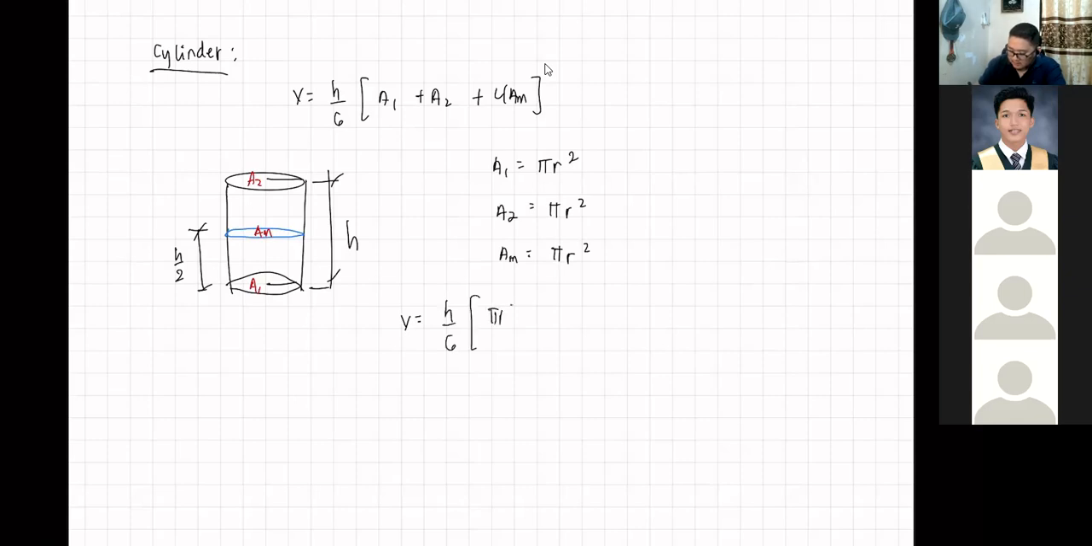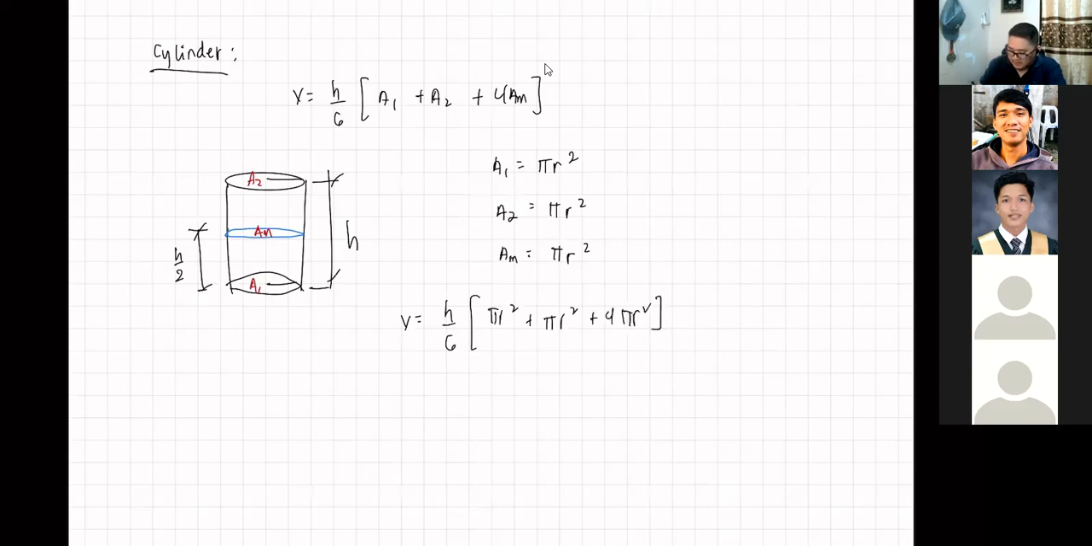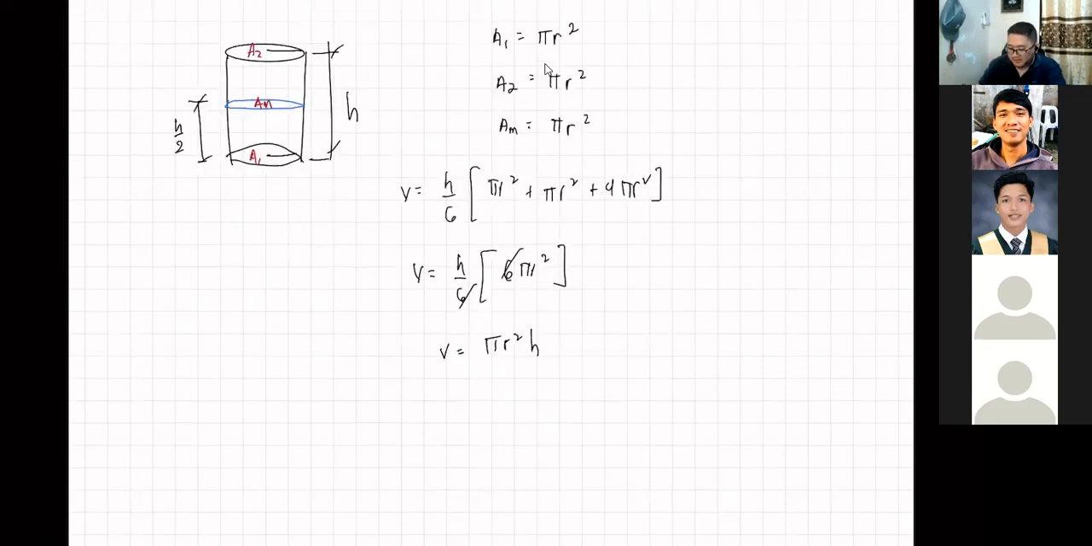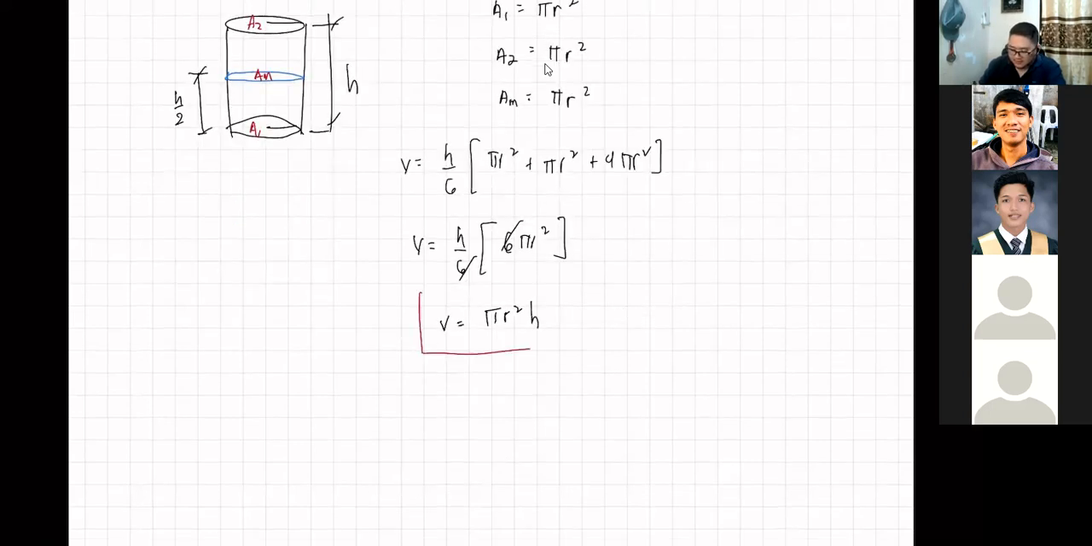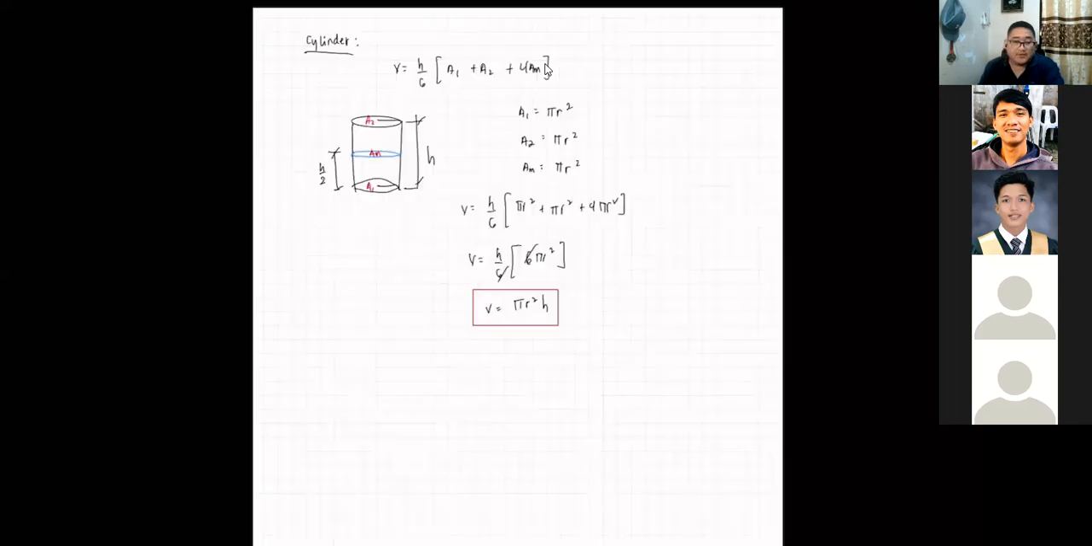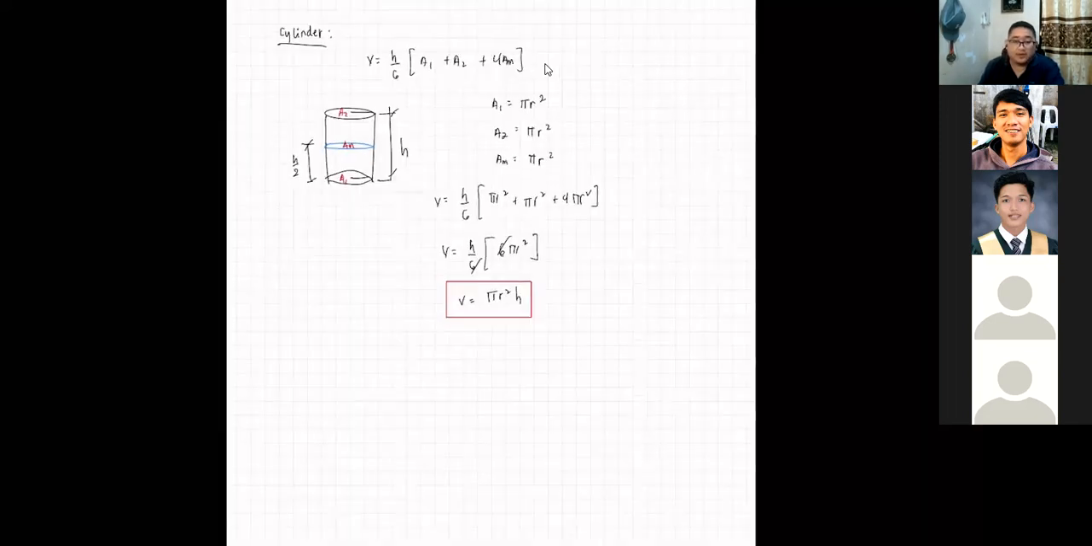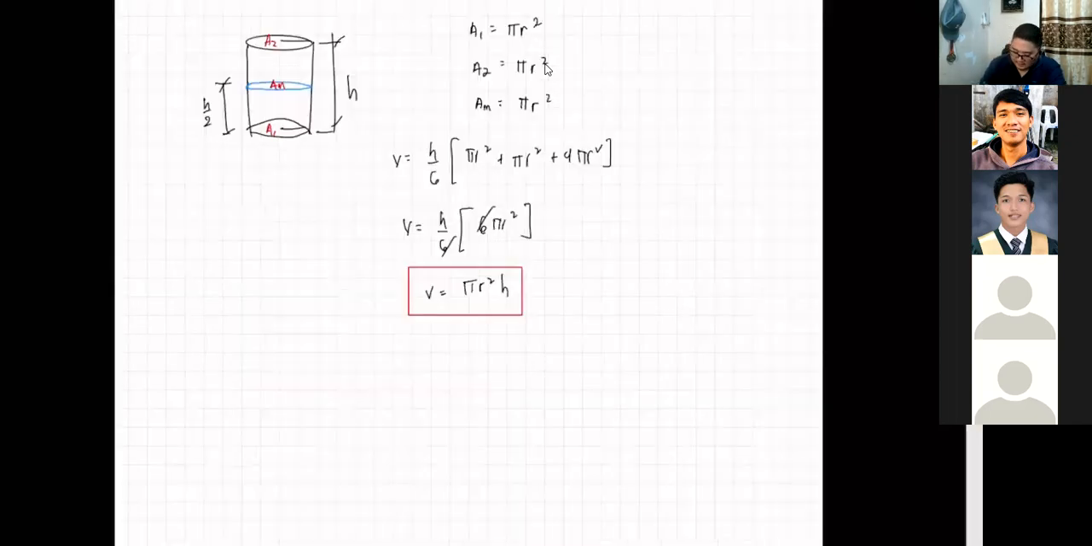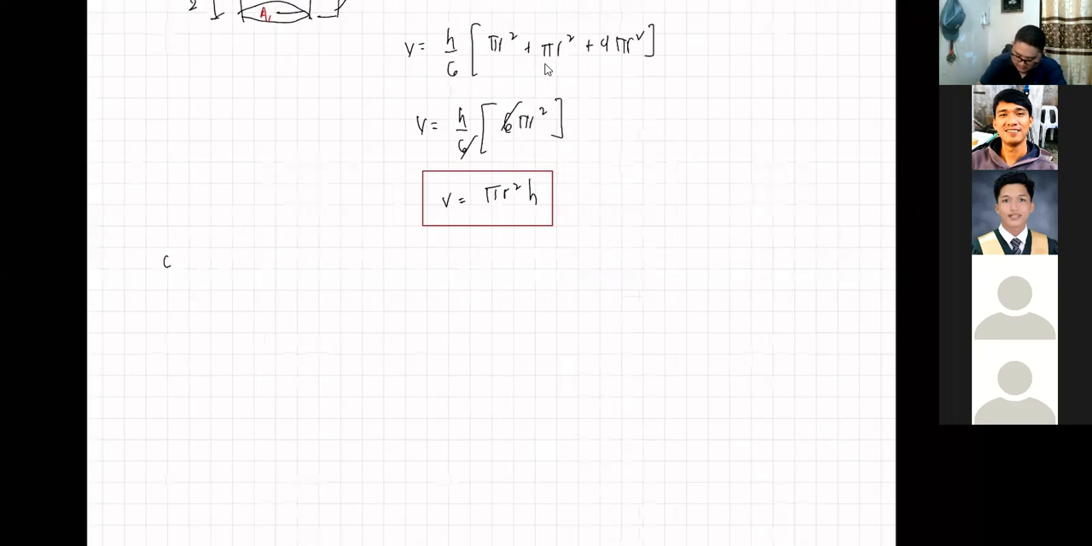Okay? So substituting yung value na yan dun sa given natin na formula ng prismatoid, we have pi r squared plus pi r squared plus 4 pi r squared. Okay? So volume natin is equals to h over 6. We have 6 pi r squared. Cancel natin. We have volume is equals to pi r squared h, which is ito yung present kong formula kanina for volume ng cylinder. Again, using the formula for prismatoid, we are able to get yung volume ng cylinder.